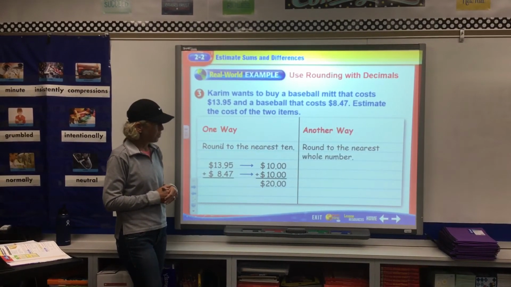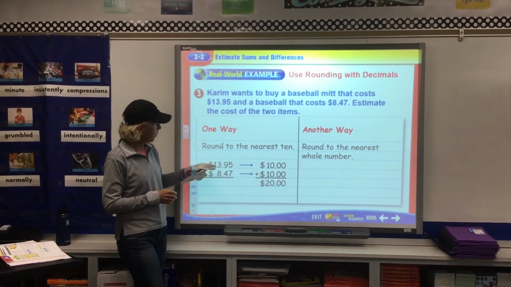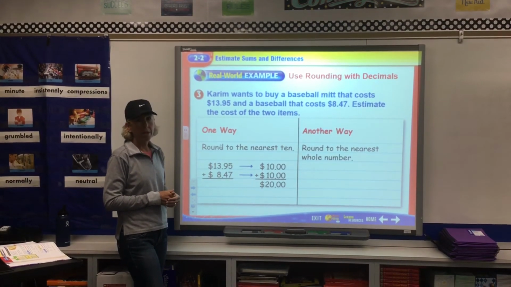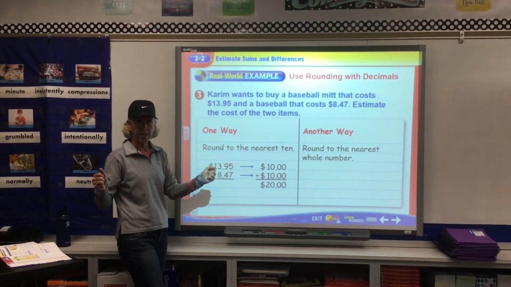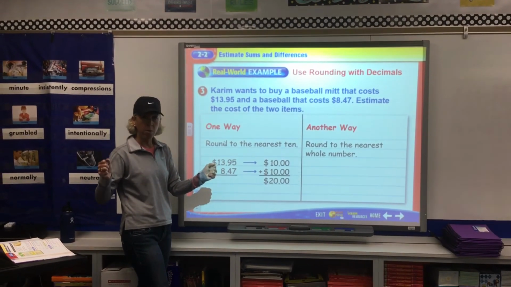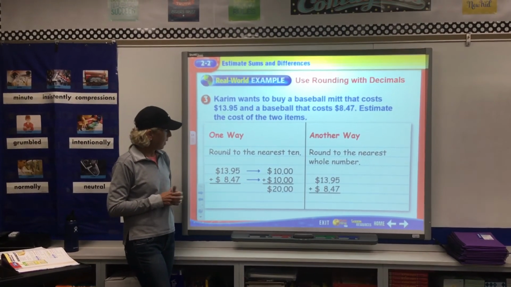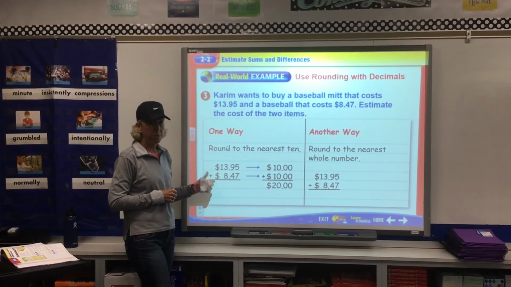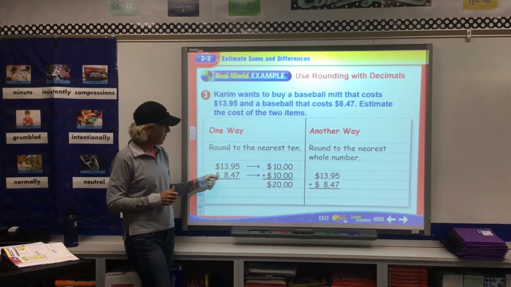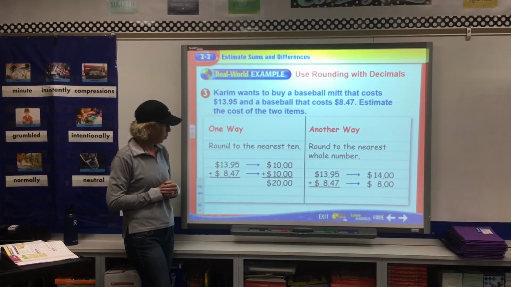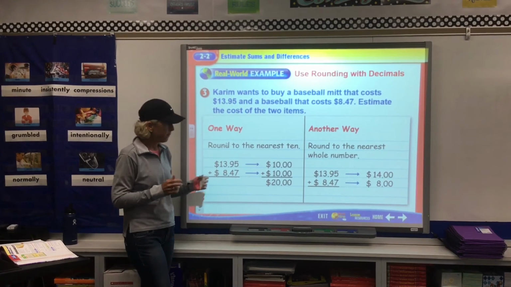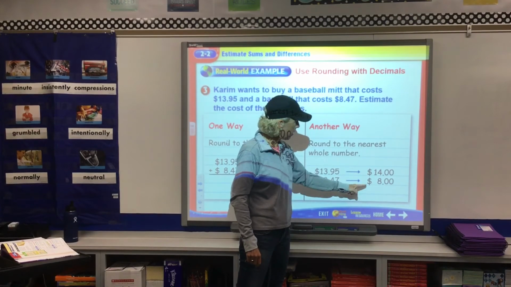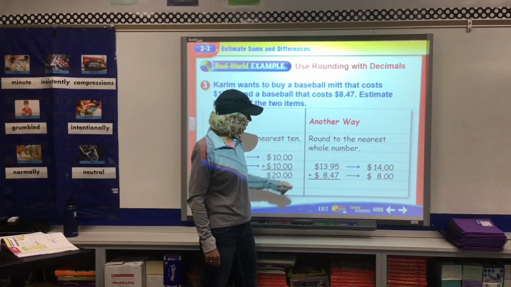Another way is to round to the nearest whole number. So if you took $13.95 and you were going to round it to the nearest whole number, you know it's between $13 and $14, but $13.95 is closest to $14. $8.47, if you're going to round that to the nearest whole number, it's between $8 and $9, but that's actually closer to $8 because it's less than $8.50. So here, rounding to the nearest whole number, you'd have $14 plus $8, and you'd get a total cost of $22.